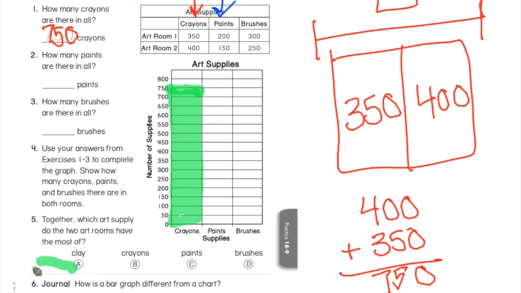Go ahead and get started with that, and make sure you answer this journal question. How is a bar graph different from a chart? And this right here is the chart. So the question is, how is the bar graph different from the chart? There are some ways they're similar, some ways they're different. So go ahead and get started and enjoy.